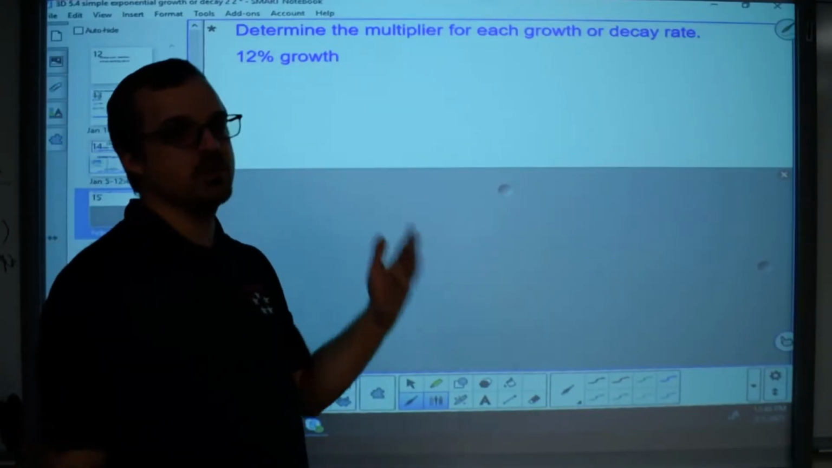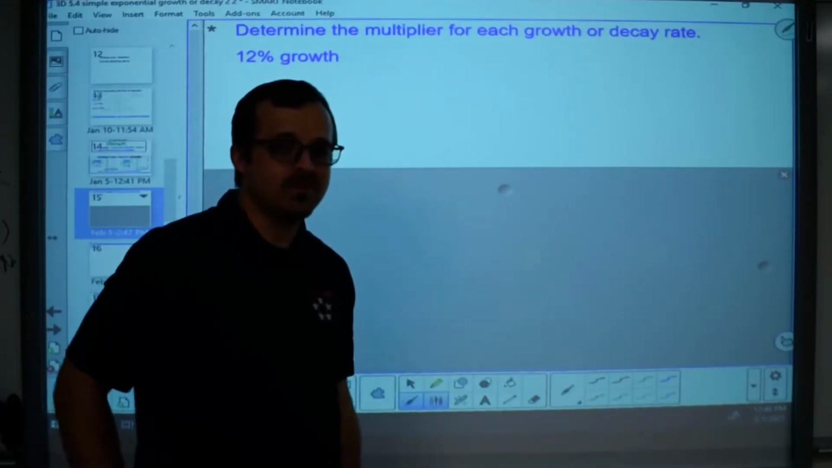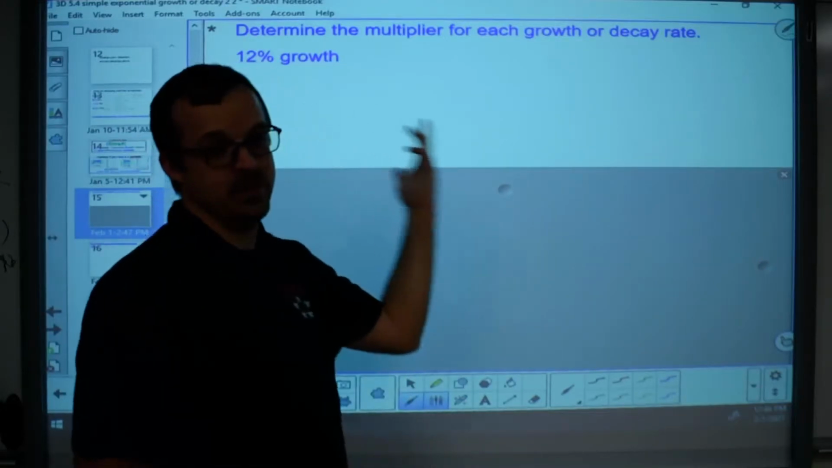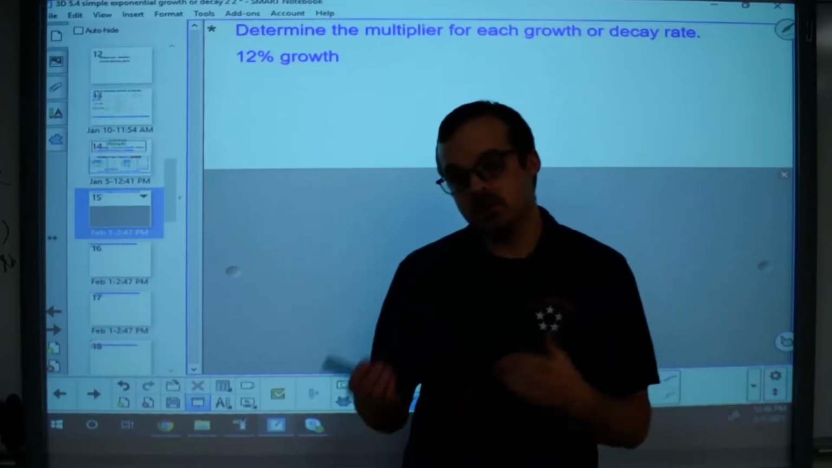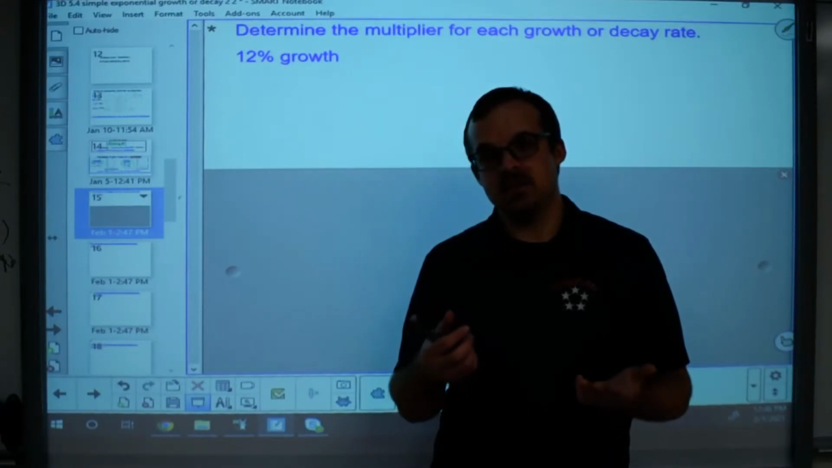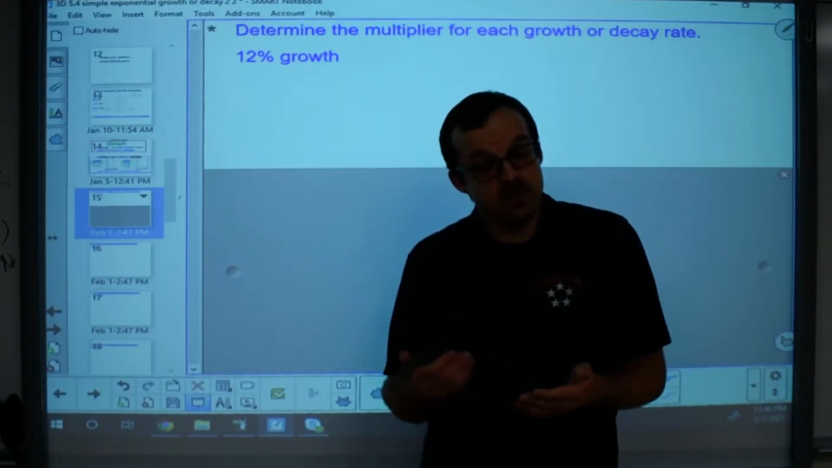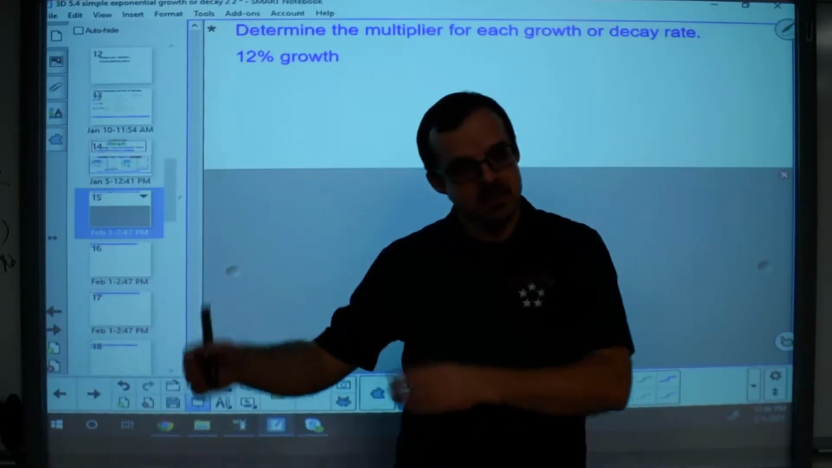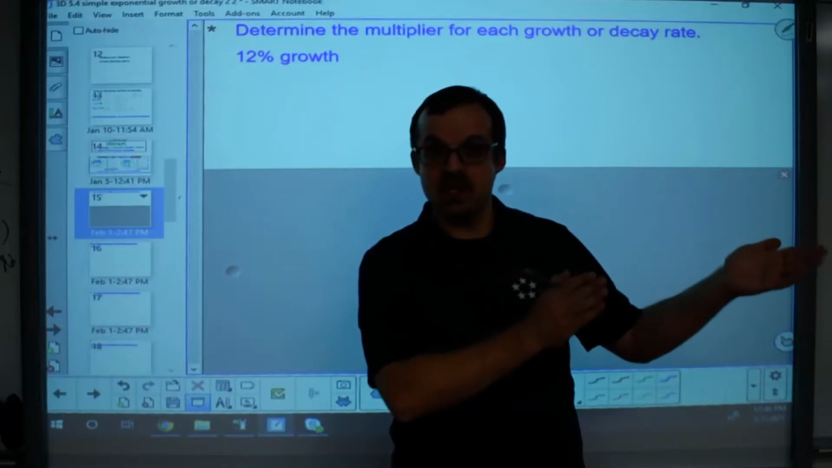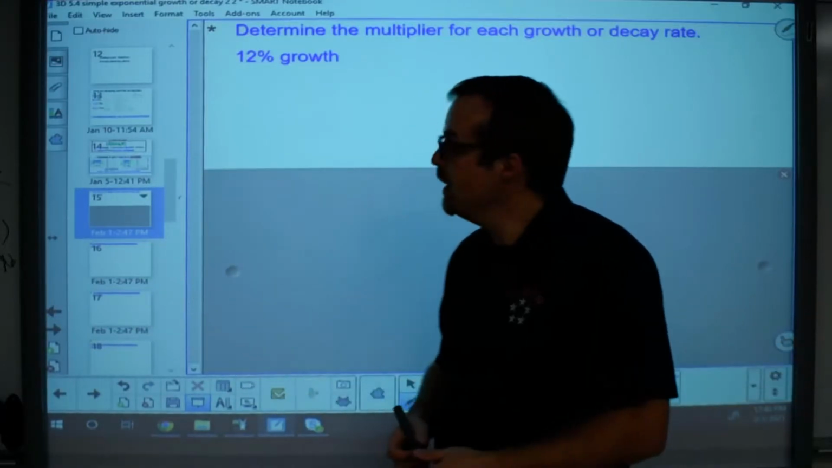Well, this one says 12% growth, which means, let's say it's my account. I have $100 in my account and it grows by 12%, right? So if it grows by 12%, that means 12% of 100 is 12. And so if it grows by 12%, I should have $112. The original $100 plus the 12 extra percent. So I should have more than 100%, right?